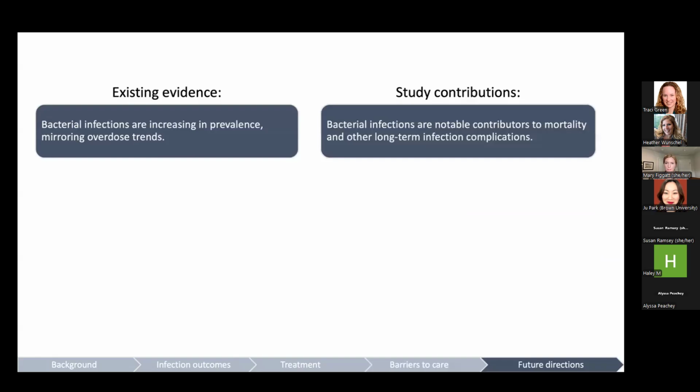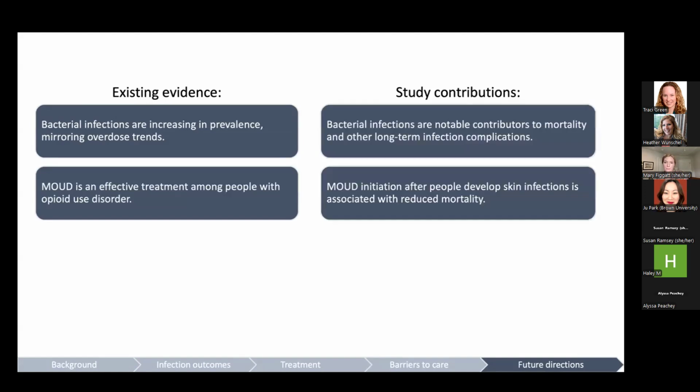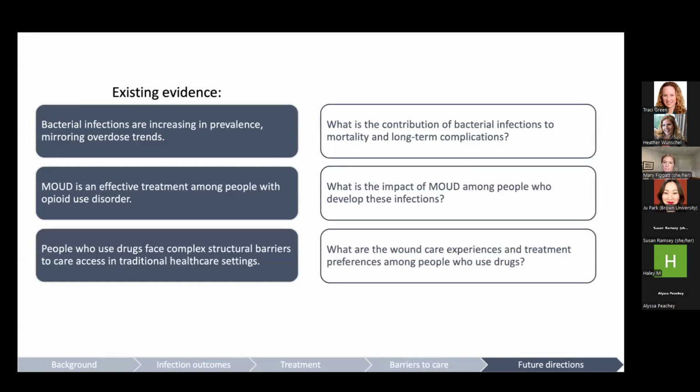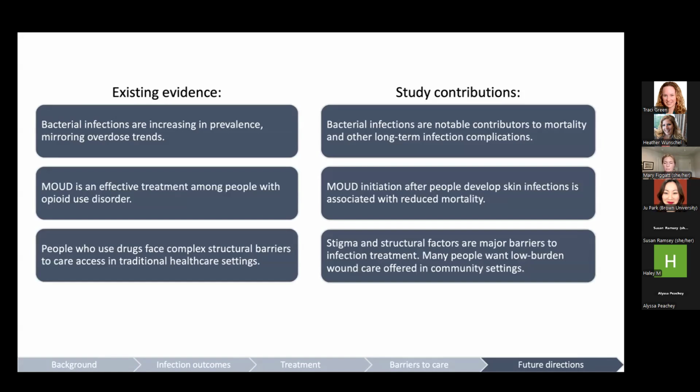Okay, so let's see. Just to summarize, through these studies, the contributions that we've found were that bacterial infections are a notable contributor to mortality and other long-term infection complications. And initiation of medications for opioid use disorder after people develop infections is associated with reduced mortality. And stigma and structural factors are major barriers to infection treatment. And many people want low burden wound care offered in community settings.